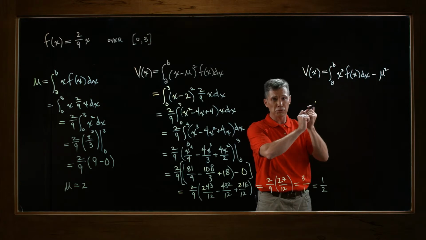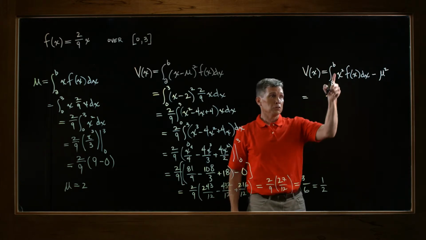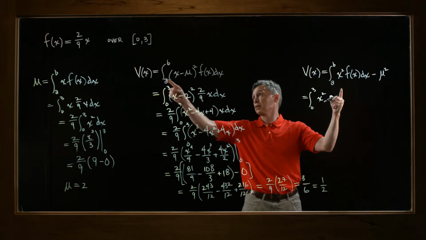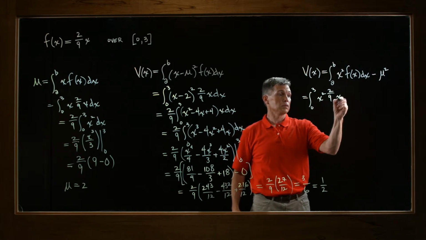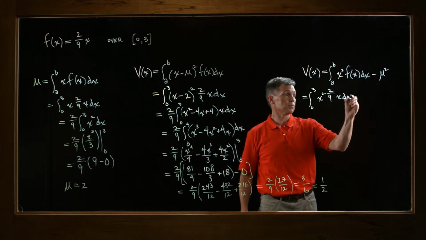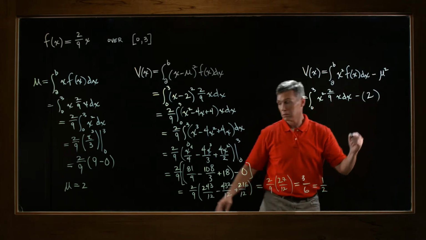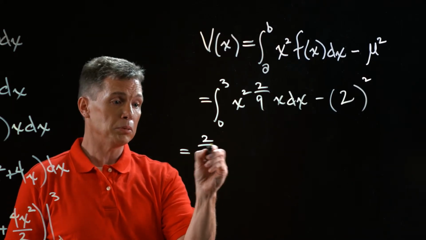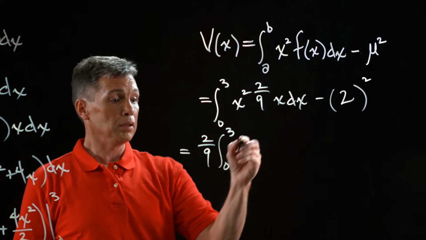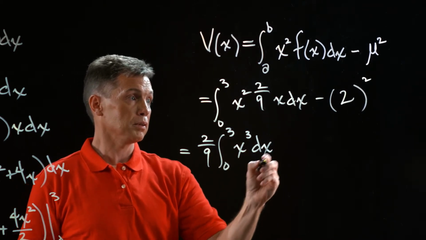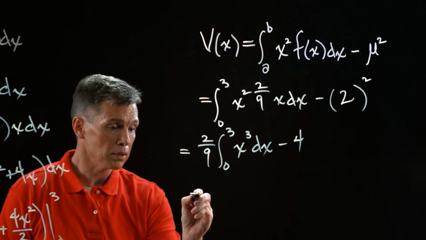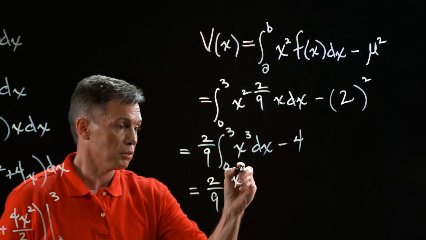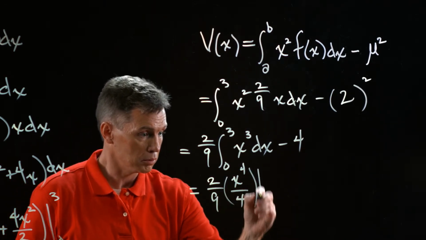So here's my alternative formula for variance. I'll just follow this formula, 0 to 3 again, x squared times f of x, which is our 2/9 x dx, and minus mu, which was 2 squared. This will equal, I'll pull out my 2/9, integral 0 to 3, x cubed dx minus 4. This integral is going to be a lot quicker. It's going to be 2/9 x to the 4 over 4, 0 to 3.